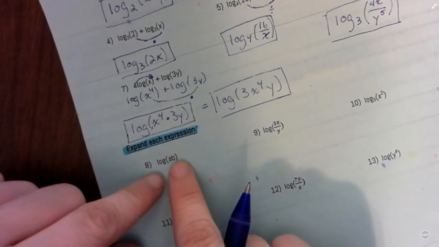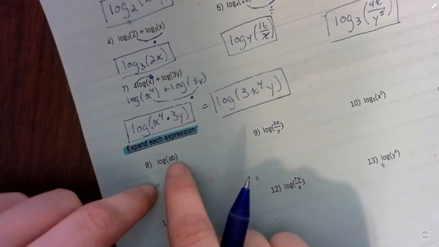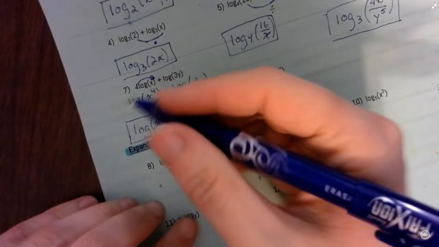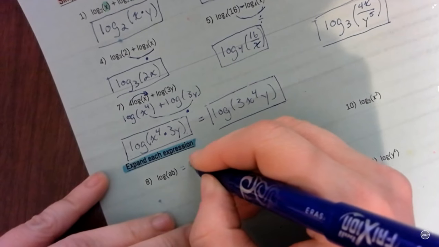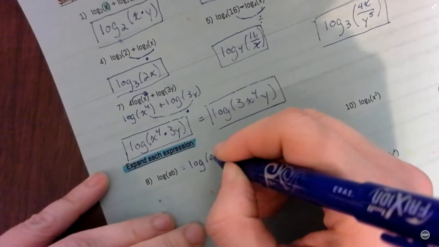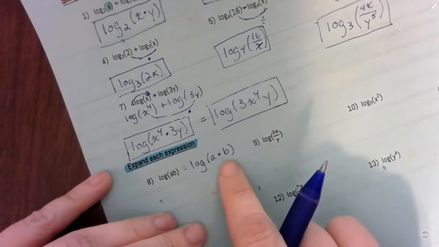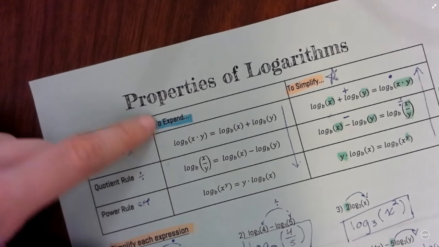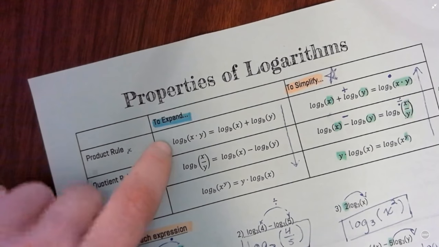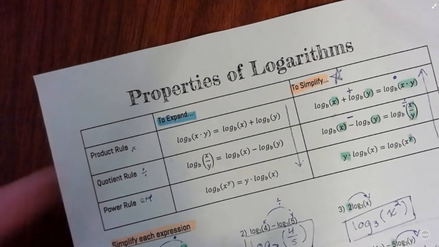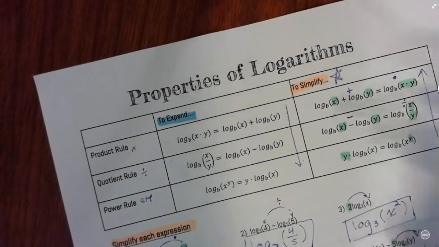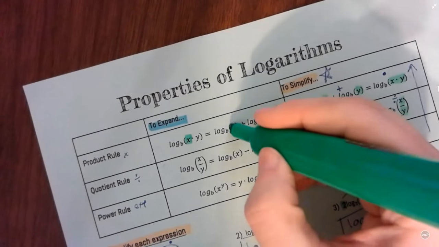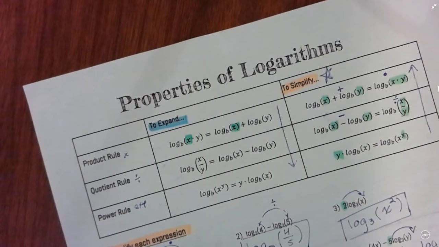So let's check out number 8. So I have log of AB. Now remember, AB means A times B. So this really says log of A times B. So let's see which rule that is. So go up here. Remember, we're on the expand side. So log of x times y, we're going to take x and y and split them up.